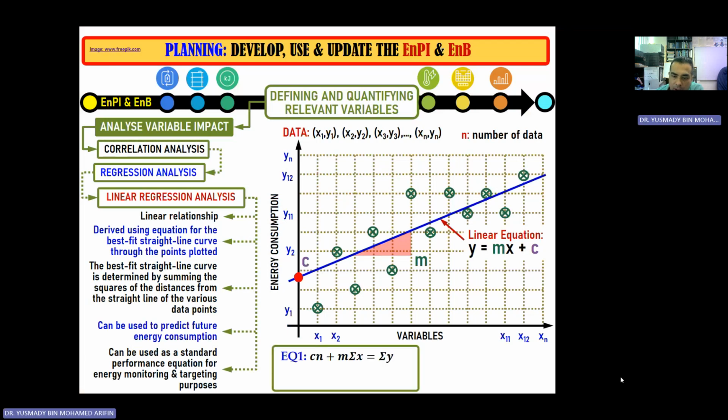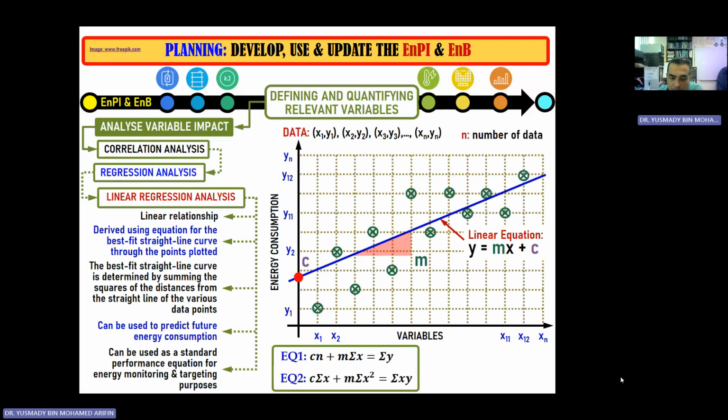Okay, so in order to obtain the m value and also the c value for the equation, we need to provide equation number 1 based on the data points on the graph. Equation number 1 has c, which refers to the c in the equation, multiplied by n, the number of data. In this case we have 12 data, for example, or 13 data, plus m, which refers to the m in the linear equation, multiplied by the summation of x data. So we need to sum all the data for x value, equal to the summation of all data for y value. So we will have equation number 1.